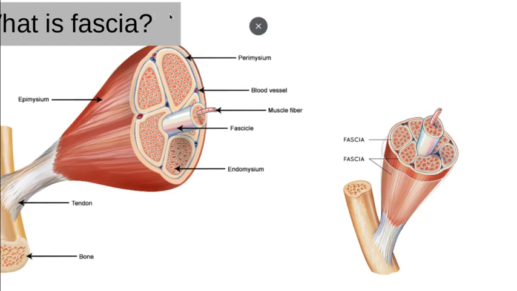Okay, so one of your other vocabulary words was fascia. So fascia is just another layer of connective tissue that would go around this whole thing. So you'd have the epimysium on the outside of the muscle, and then another layer of connective tissue around that, and that's the fascia. You can see that in this picture here.